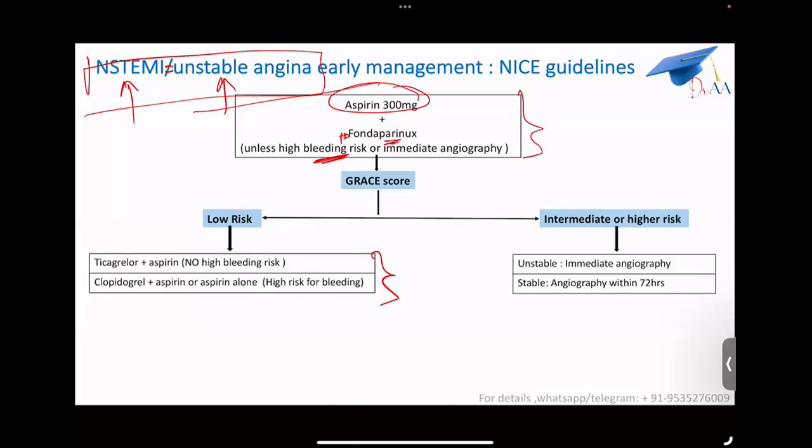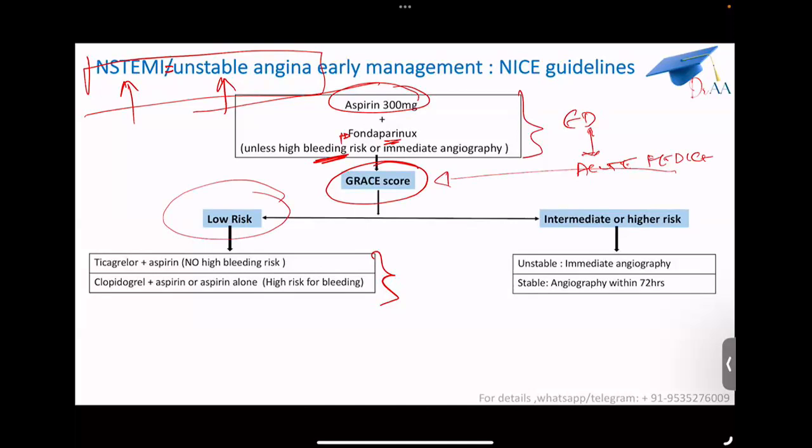Okay, then you do a GRACE score. GRACE score is a complicated score. This is done in the ED, then we usually admit under acute medicine. The acute medicine people do the GRACE scoring. If the GRACE scoring is low risk, this basically predicts the morbidity and mortality. If there is a low morbidity and mortality, then medical management is done. This is quite similar to what we learned in fibrinolysis, the platelets we are giving.